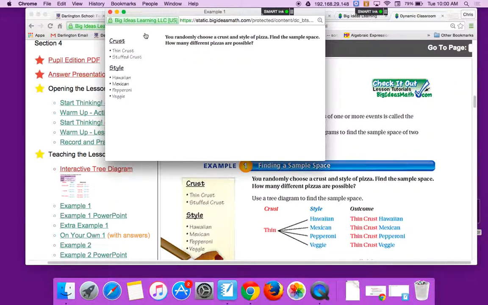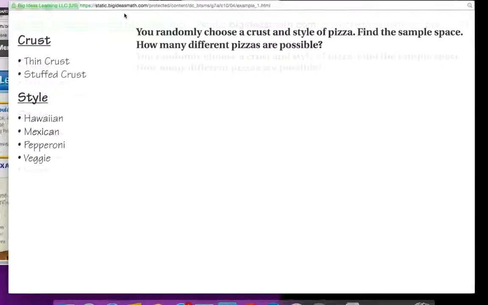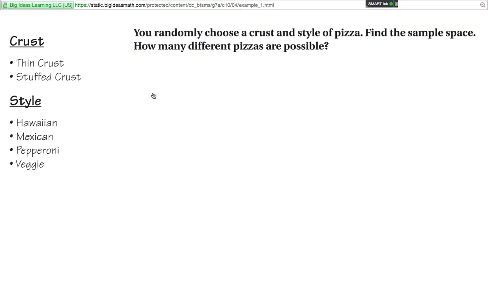The first example involves pizza. I apologize for the food; some of y'all might be hungry at this time. It says you randomly choose a crust and a style of pizza. Find the sample space. What is the total number of outcomes? How many different pizzas? We can do this by doing a visual example first.